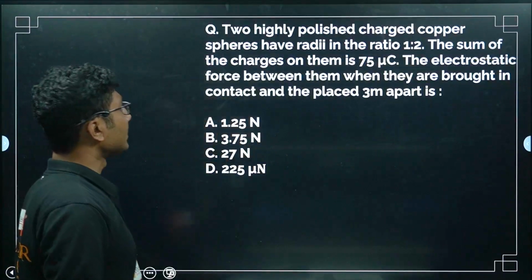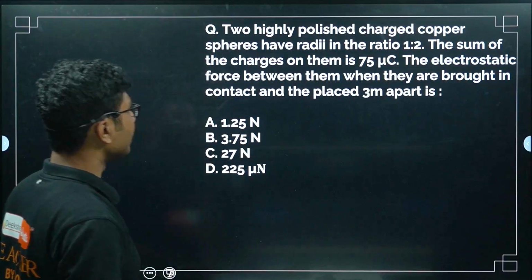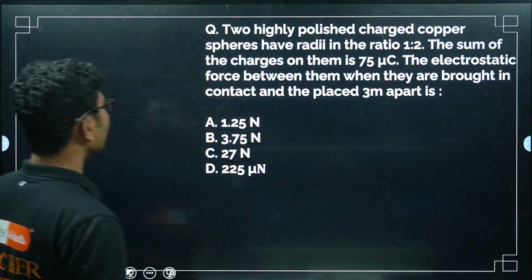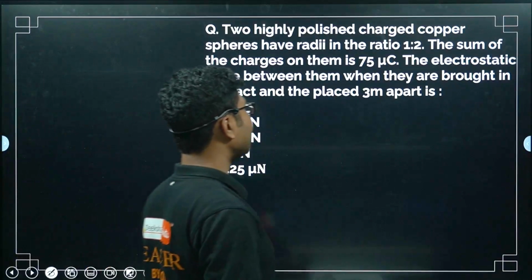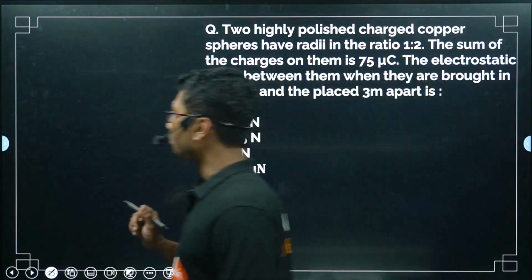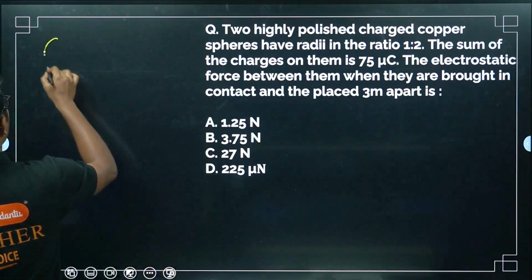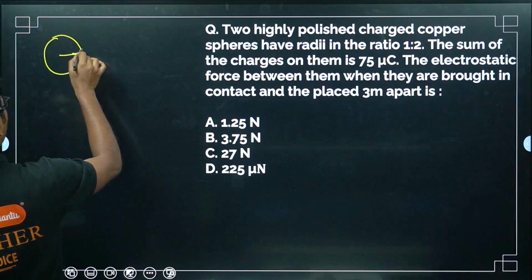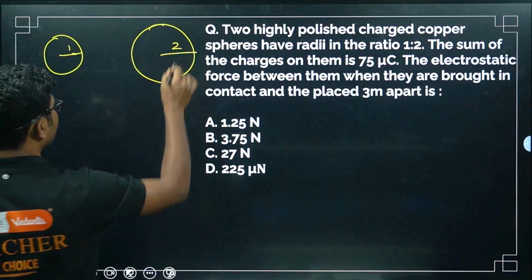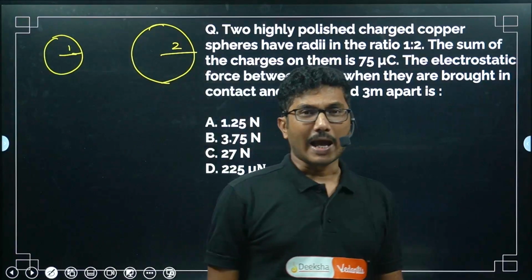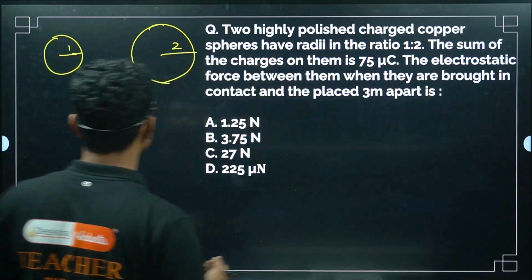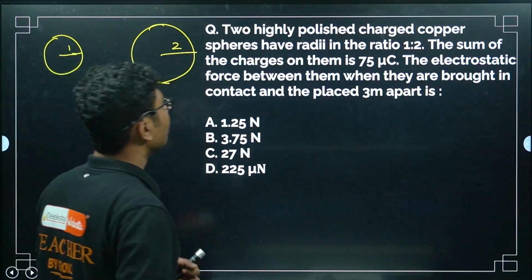Two highly polished charged copper spheres have radii in the ratio 1:2. The sum of the charges on them is 75 microcoulomb. Find the electrostatic force between them when they are brought in contact and then placed 3 meters apart. This is a very similar problem to the one we solved a few problems back. One of them has diameter, say, 1 unit, and the other will then be 2 units. We know that they will exchange charges till they are at the same potential.